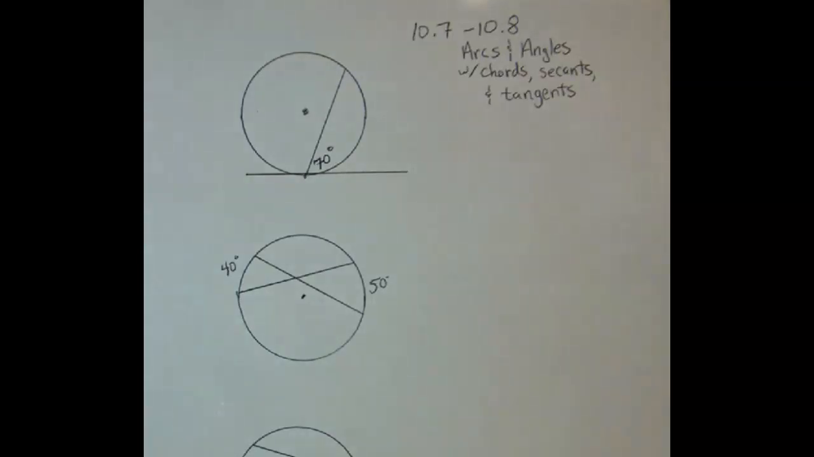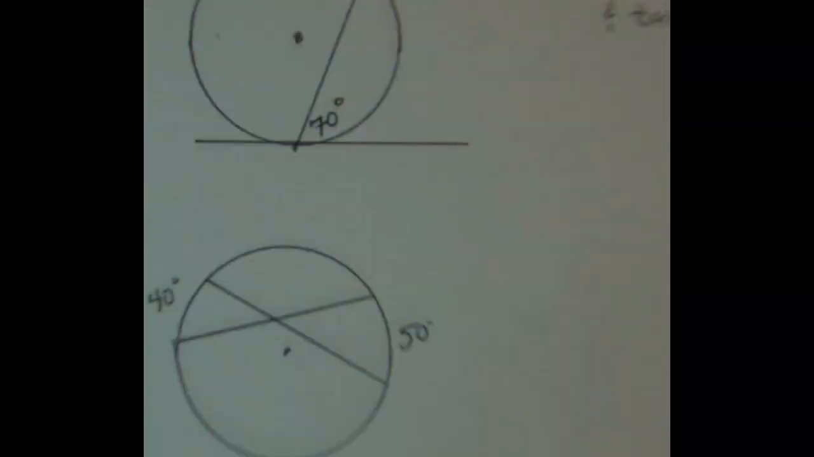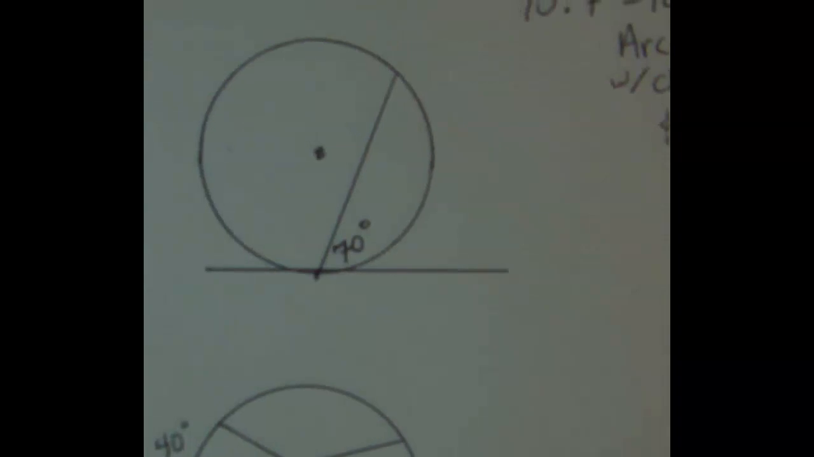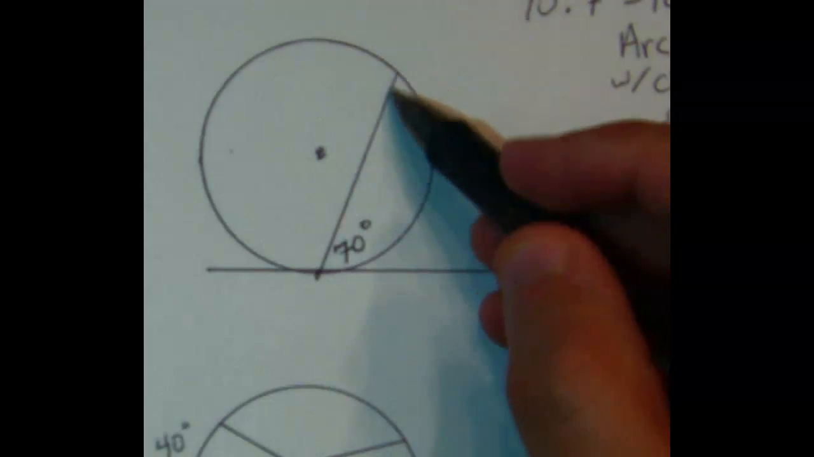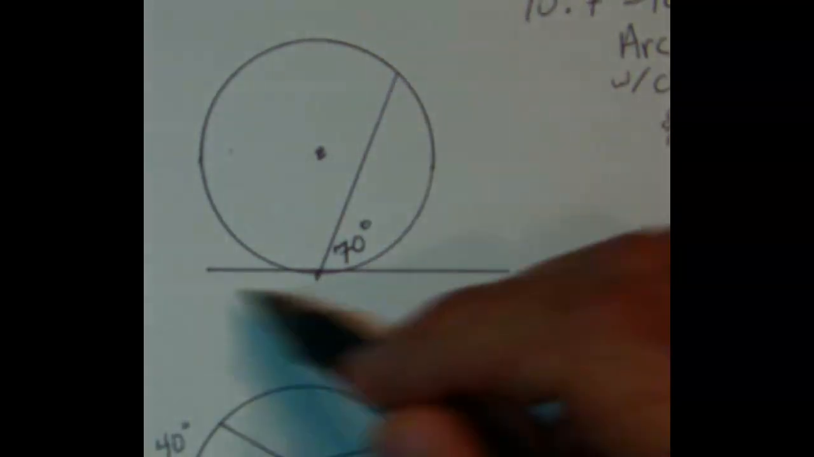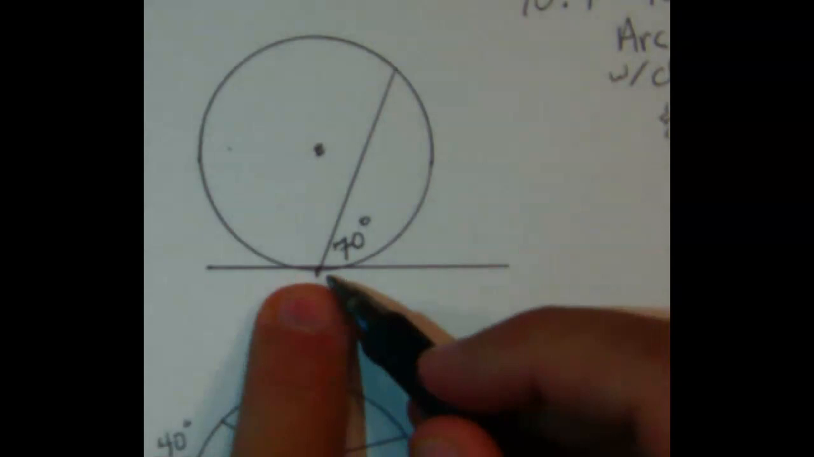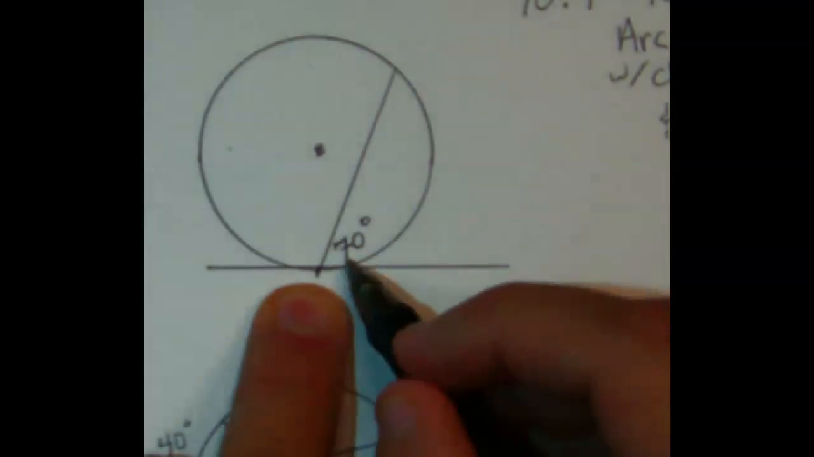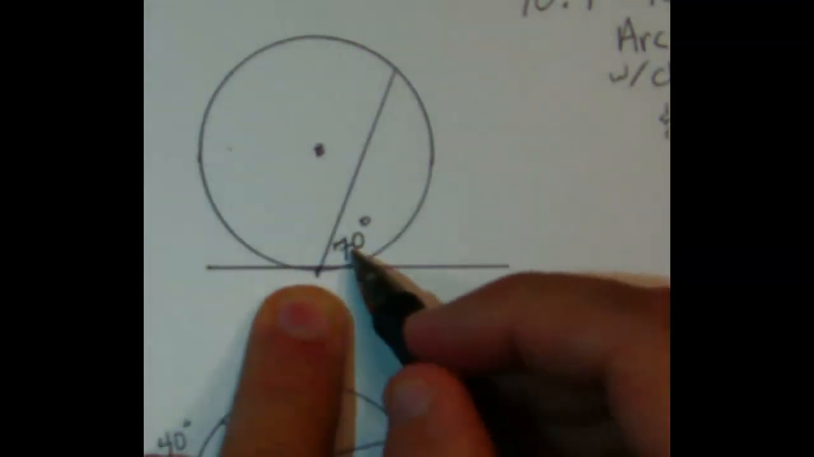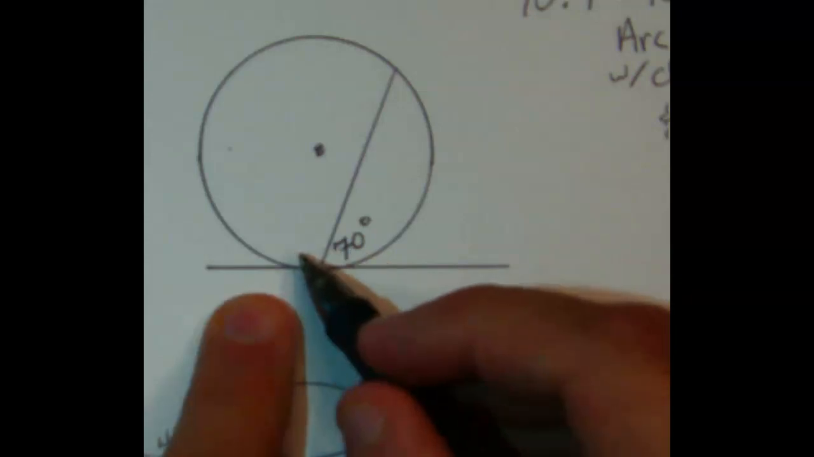There are going to be 3 different formulas you're going to need to know in order to solve the problems in this lesson. So let's begin with this first picture. In this picture we have a circle with a chord and a tangent. Now, when you form a tangent and a chord right here on the edge of the circle, you're going to have 2 angles. You've got this 70-degree angle, and of course you have an angle right here.